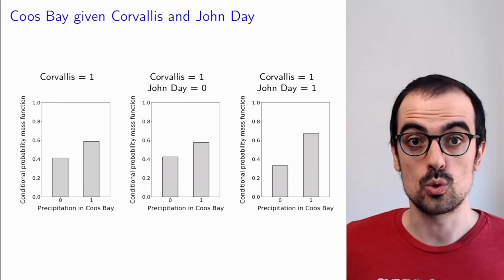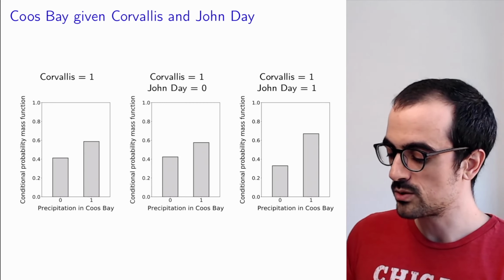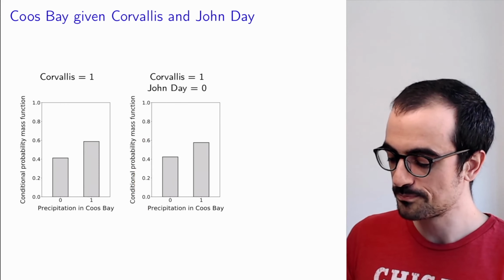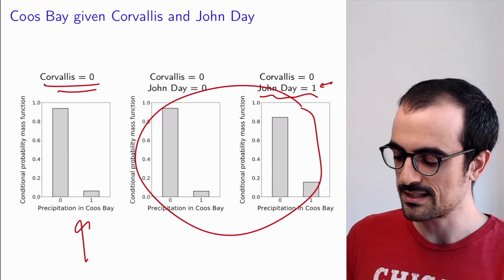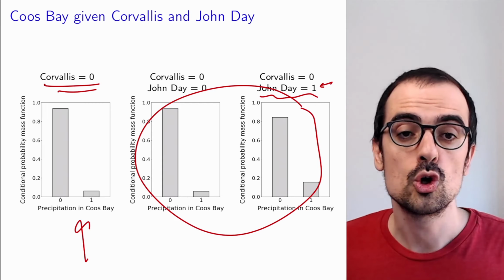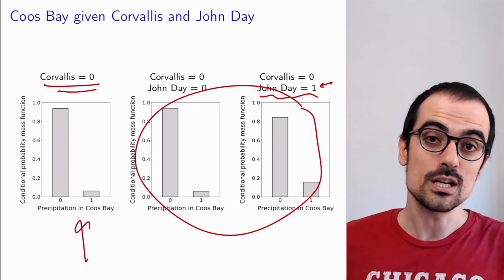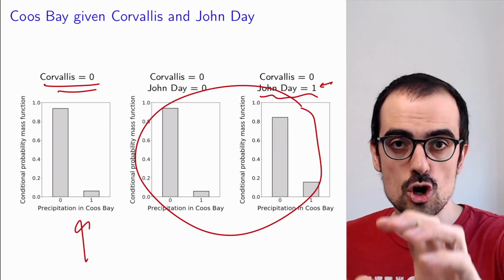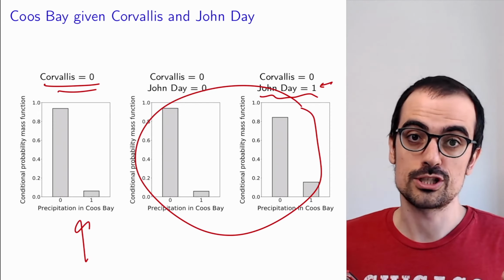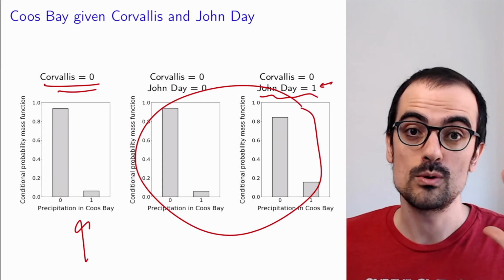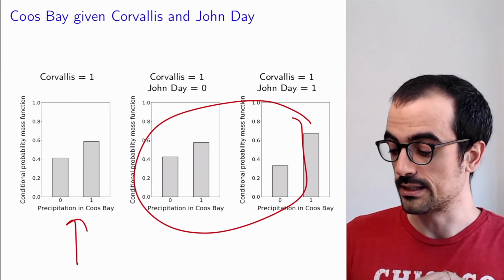And if we take this to the extreme, where these were exactly the same as this one, and the same for these, then we would say that Coos Bay and John Day are conditionally independent given Corvallis, because once we know Corvallis, John Day no longer affects the distribution of Coos Bay. The conditional distributions are all exactly the same if and only if we condition on Corvallis. That's the concept of conditional independence.